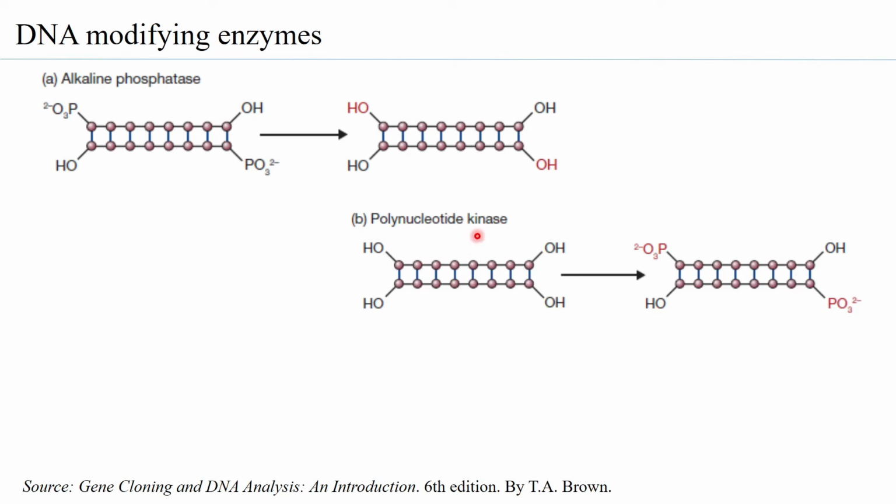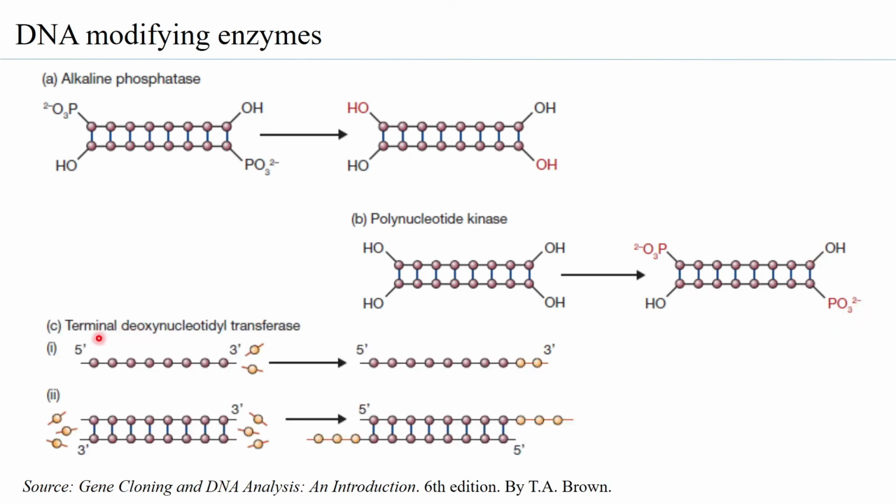Then one has another enzyme which is polynucleotide kinase. So polynucleotide kinase can be used to add a phosphate group to the 5 prime OH. So therefore what was removed by the alkaline phosphatase can be added by the polynucleotide kinase. So you get back the DNA with the phosphates at the 5 prime end.